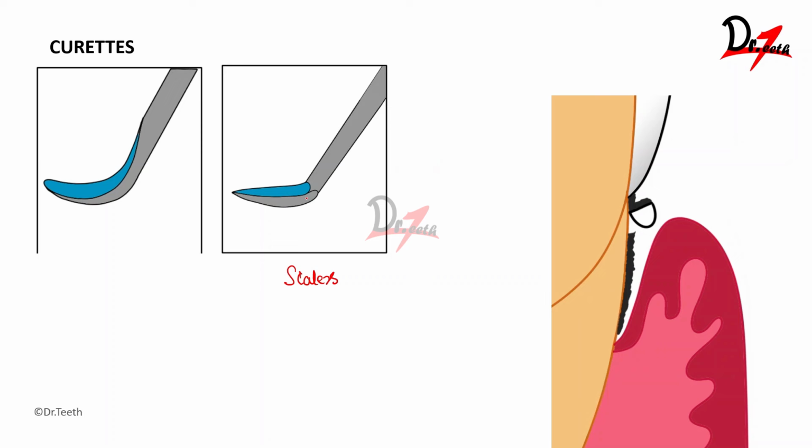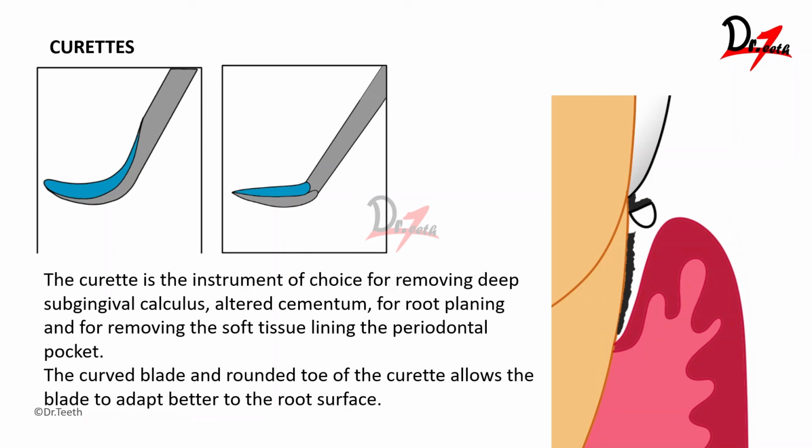We have spoken about scalers and seen how the cutting edges converge to form a tip, a sharp end, whereas in the case of curettes, the cutting edges converge to form a rounded end, and this is called a toe. This is mainly used to remove the subgingival calculus and for subgingival scaling and root planing, because this will not harm or lacerate the tissue in any manner. So curettes are the instrument of choice to remove deep subgingival calculus, altered cementum for root planing, and for removing the soft tissue lining of the periodontal pocket. Now the curved blade and the rounded toe of the curette allow the blade to adapt better to the root surface area.